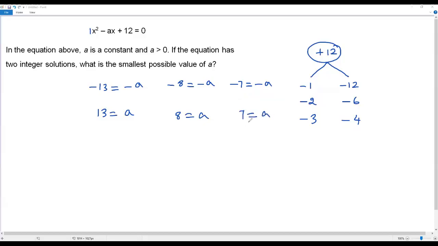Okay, now I got three possible values for a. But the question is asking us to find the smallest possible value of a. So the smallest possible value of a is 7.